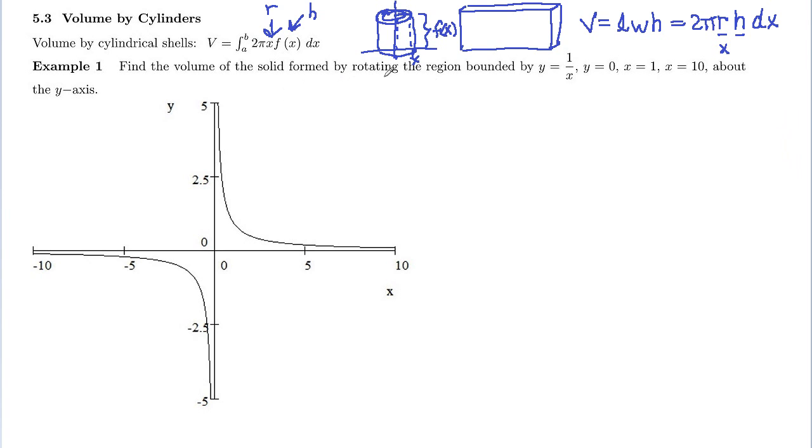So we want to find the volume from rotating the region bounded by y equals 1 over x. That's right here. y equals 0, which is the x-axis. x equals 1, which would be right here. That's x equals 1, and then x equals 10, which is out here. So we're going to take and rotate this yellow region right there. It's not filling in there, but the yellow right here. So we're going to try and rotate that around the y-axis.